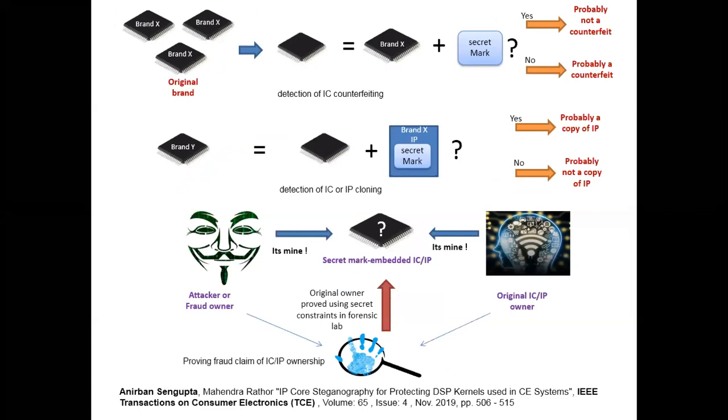So imagine you have a brand X of original IC, and if you can derive the secret mark from the brand X of an original IP, it is probably not a counterfeit. If the secret mark or authentic stego mark is not present there, then it is considered to be a counterfeited design. On the contrary, if you have the same secret mark in brand Y, then it is probably a copy or clone of the original IP. And if it does not have it, then it is probably not a copy of the original IP.